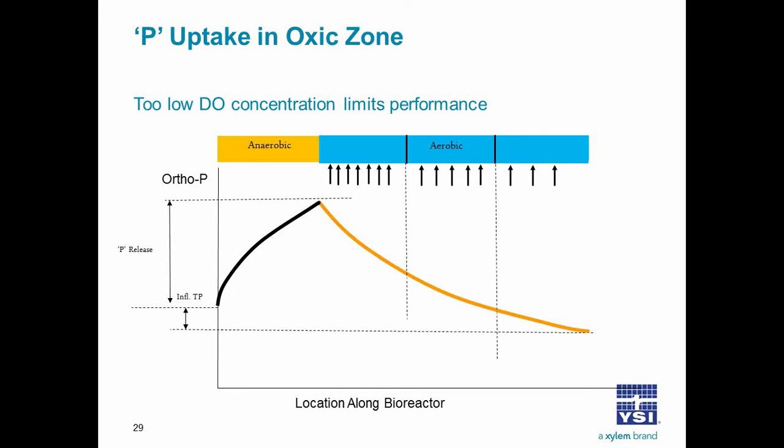Incorporating baffles and staging the air so that more air goes to the front of the oxic zone may enable you to achieve even greater uptake in the initial portion of the oxic zone and overall greater TP removal.